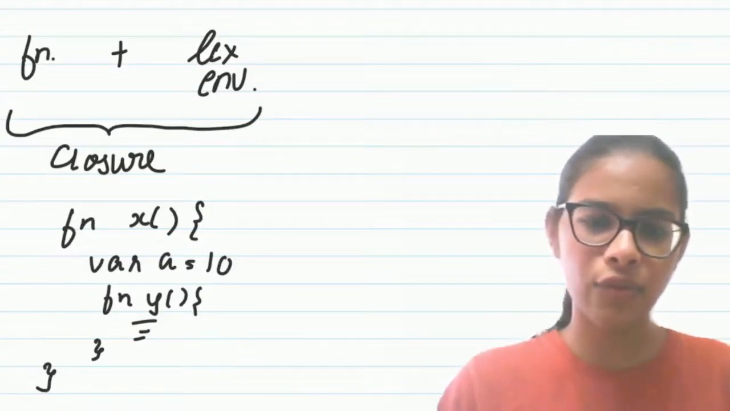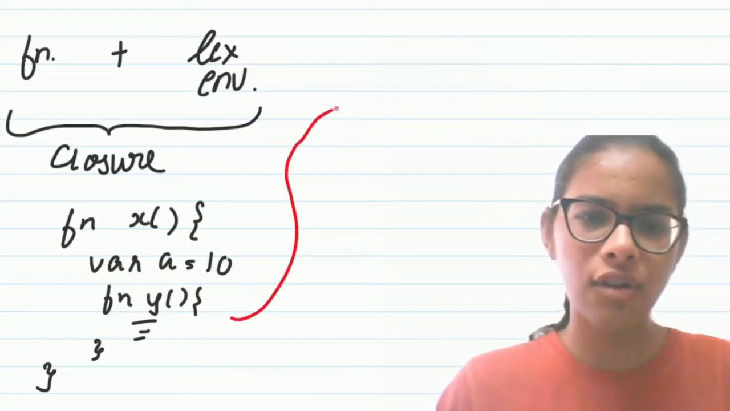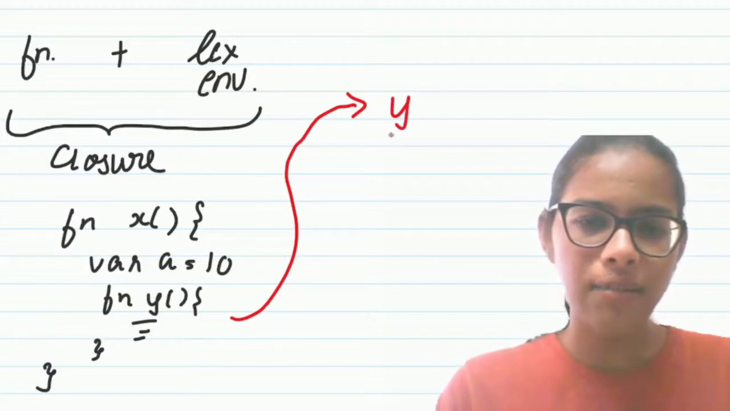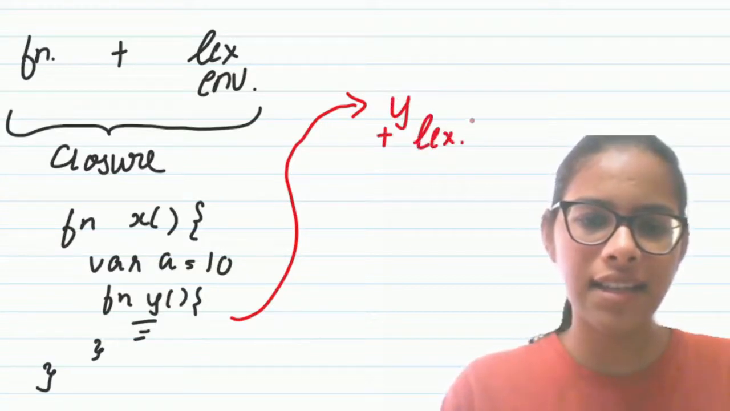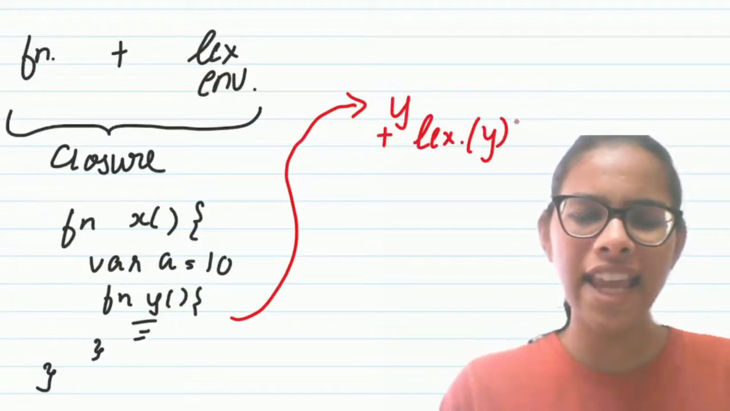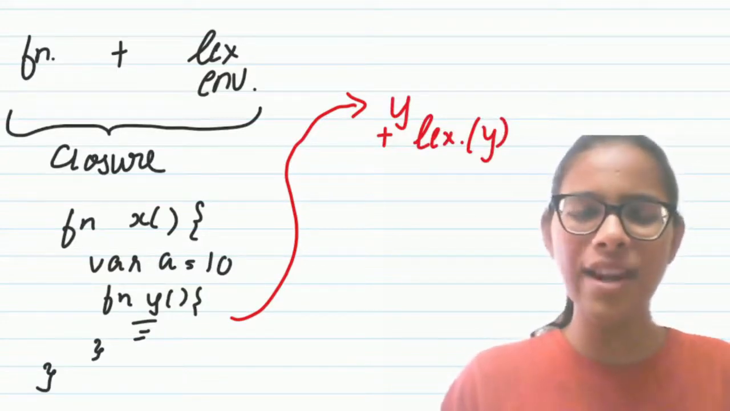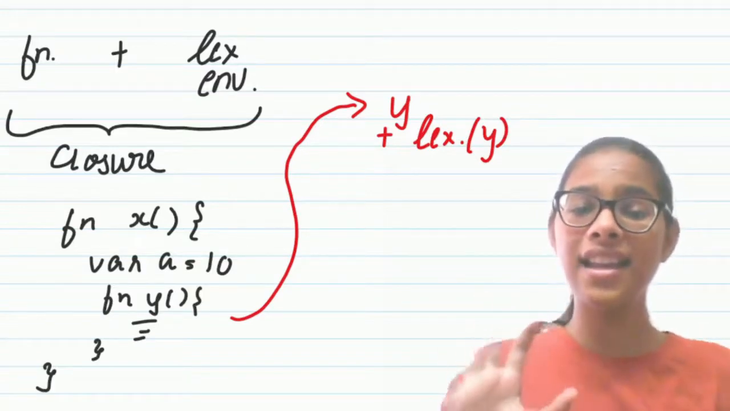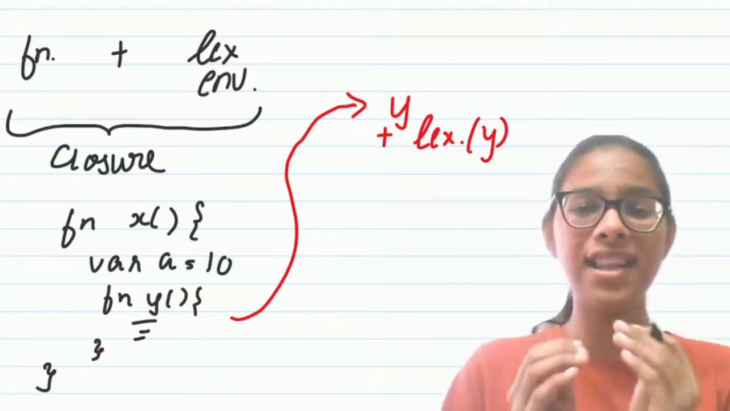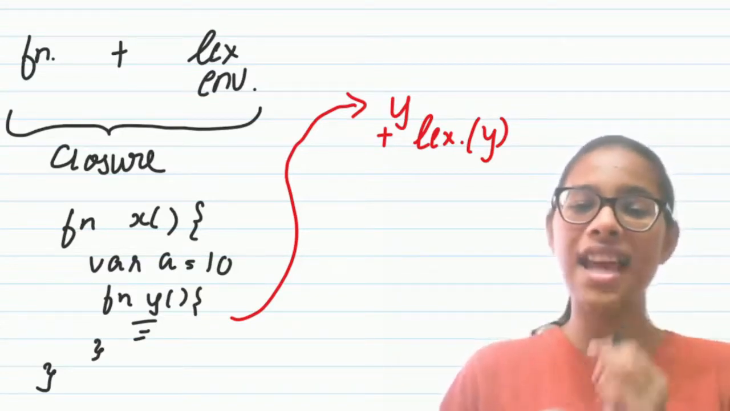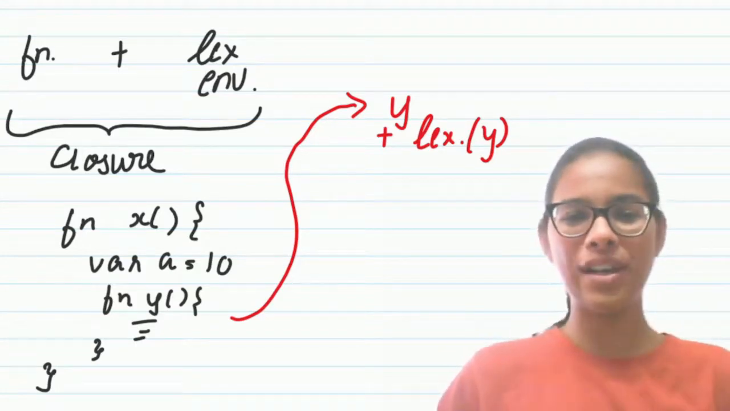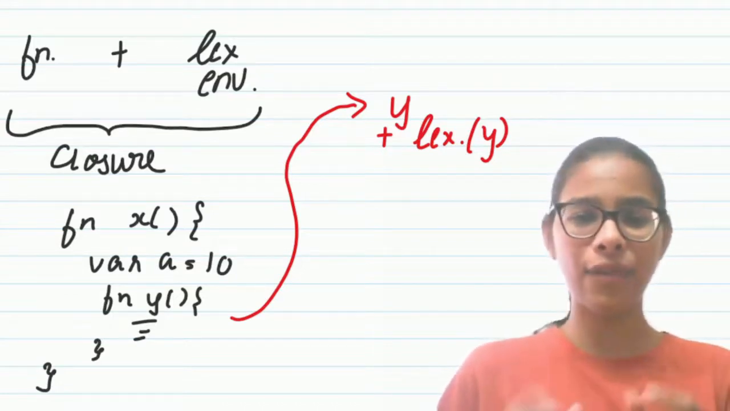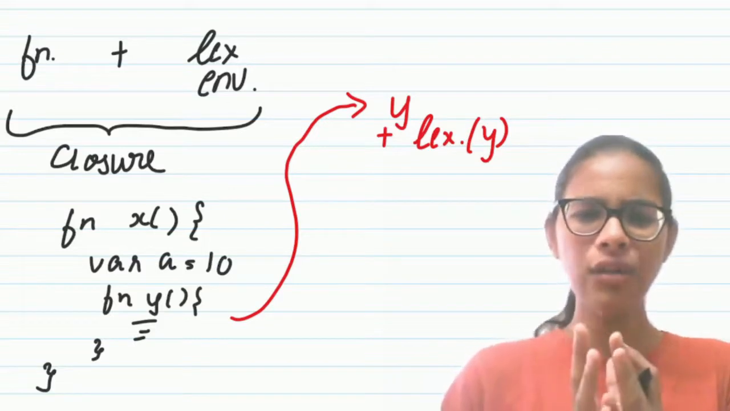It is nothing but y, the local storage of y plus the lexical environment of y. So is a included in this closure? Yes, it is included, as a is included in the lexical environment or local storage of its parent. And what is the lexical environment of y? Its local storage as well as reference to its parent's local storage or parent's lexical environment. So we can access a from inside y. Now this is closure.